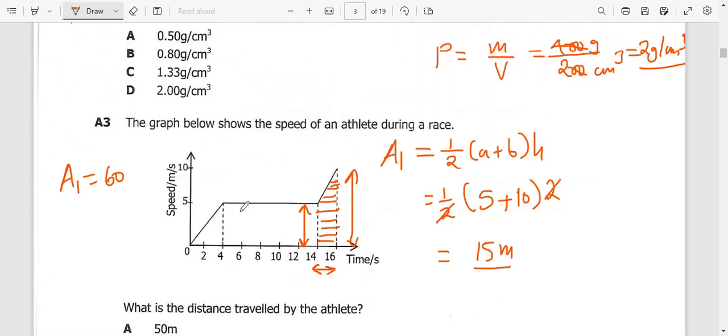Okay, so when you find now, you found this area which was the first distance, and then you found the second distance. Now you add them, that will give you the distance which was traveled by the athlete. So it will be 60 plus 15, which is 75.